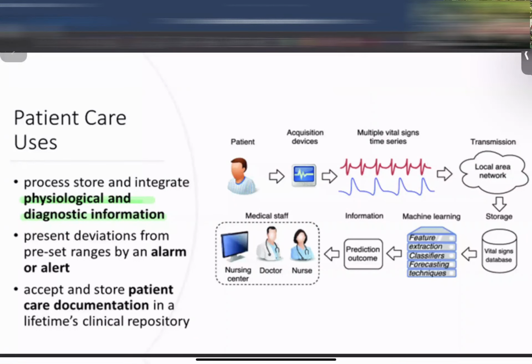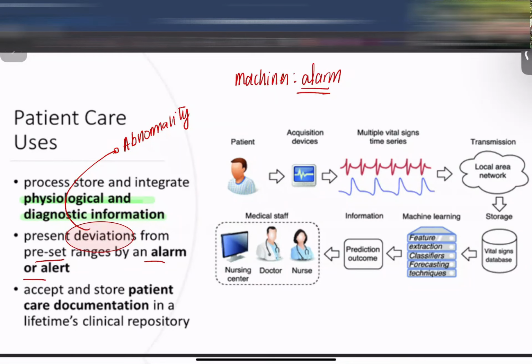It presents deviations. When we say deviations, we oftentimes refer to, in layman's terms, abnormality. So it presents deviations from preset ranges by an alarm or alert. If you have been in the hospital setting, you will notice, class, that most of the machines in the hospital have their alarm. That alarm system, class, is an indication that something is out of normal. That's why the system would alarm.